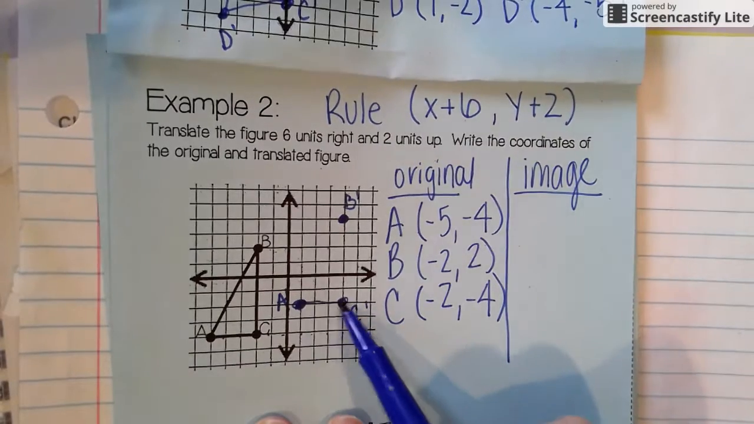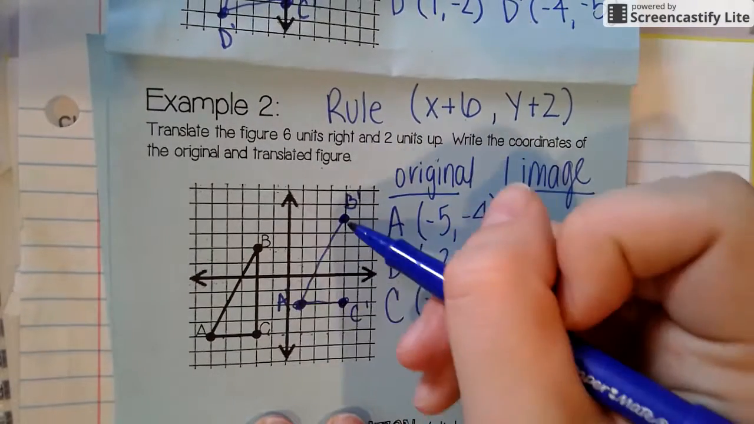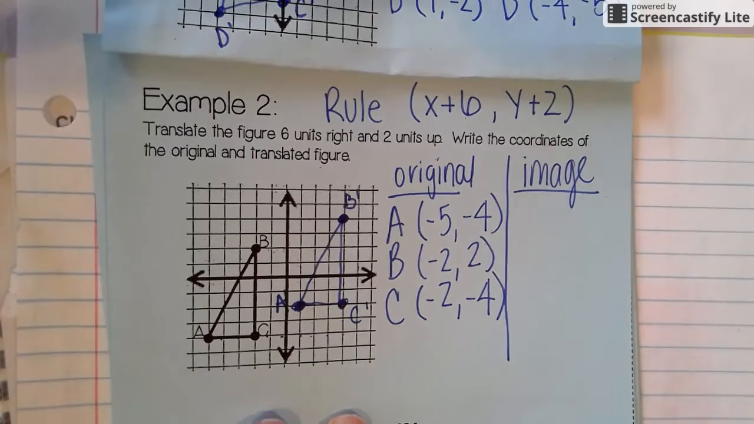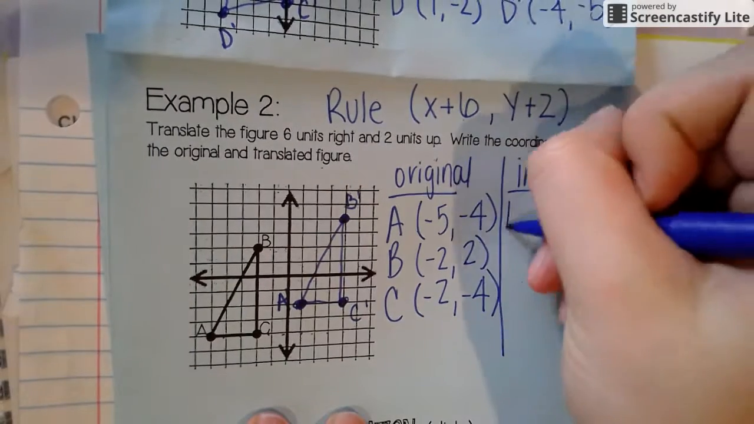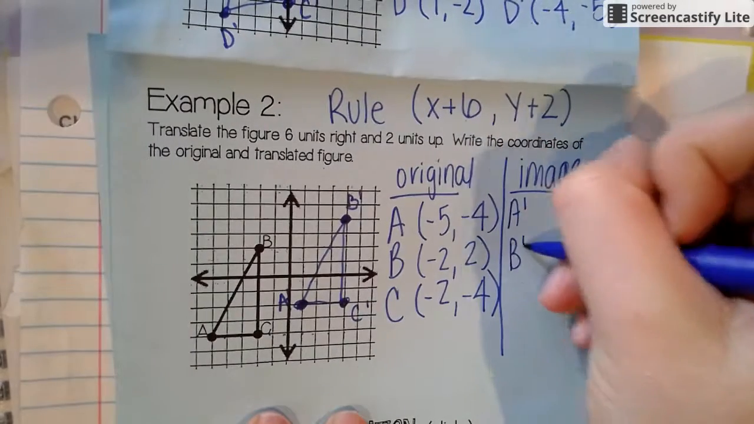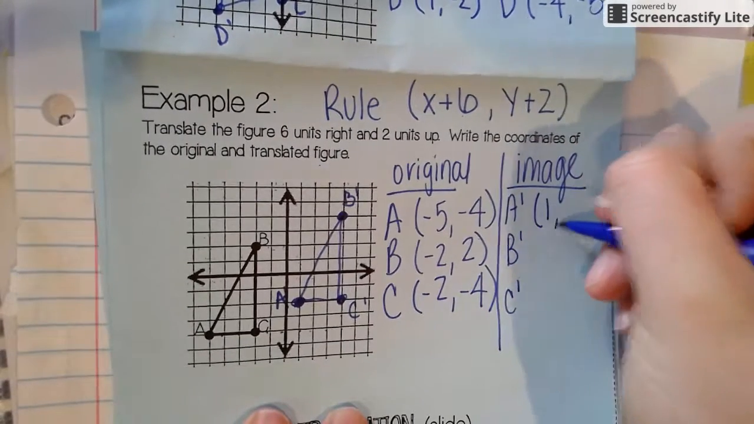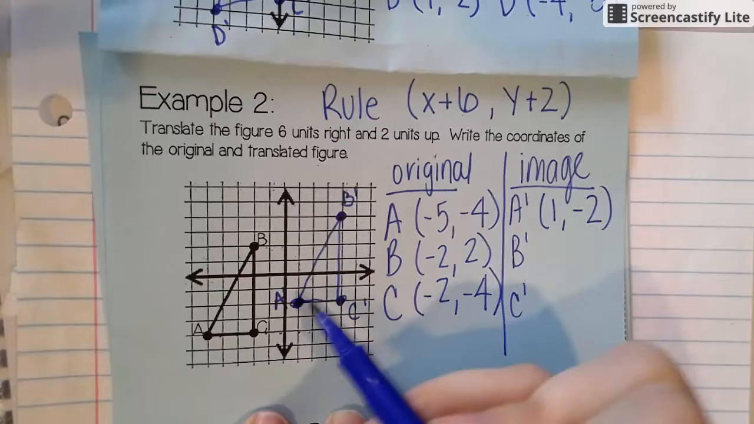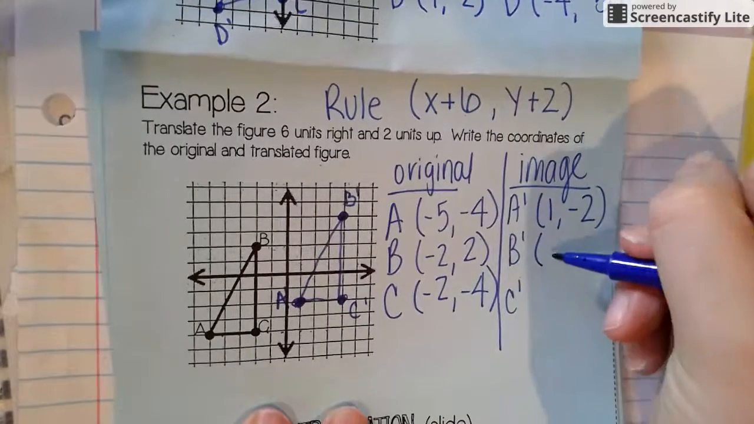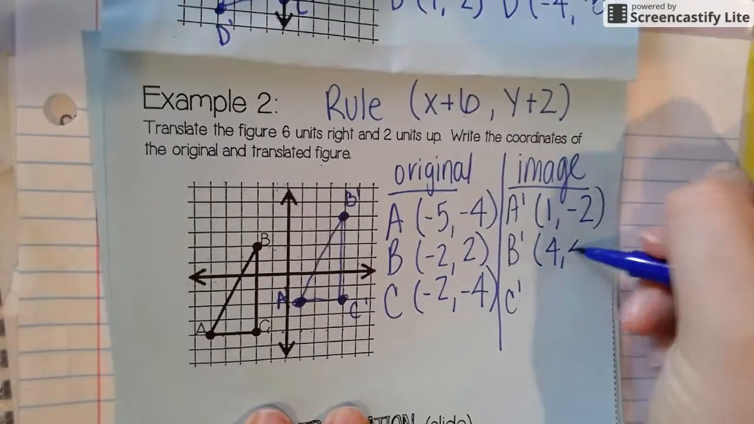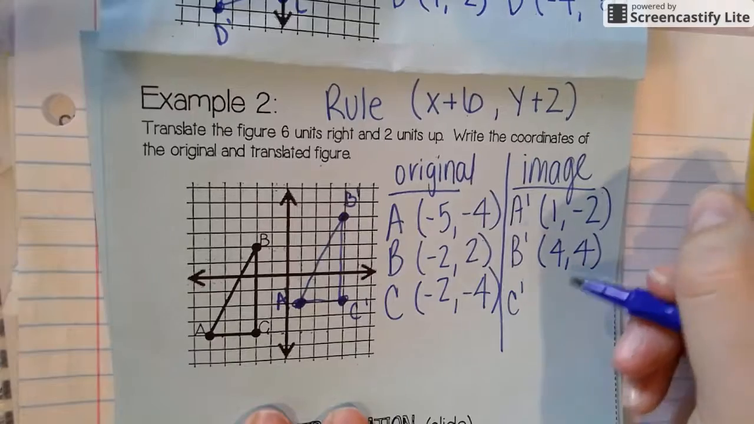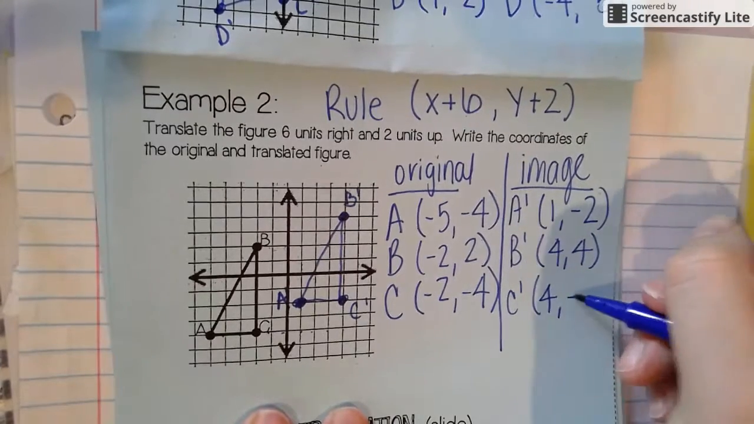Now I have slid my shape into the new spot or translated it. So now I'm going to go through my points. I have A prime, B prime, and C prime. These are my image points. So I have 1, comma, -2 for A. For B, I have 4, comma, 4. And for C, I have 4, comma, -2.